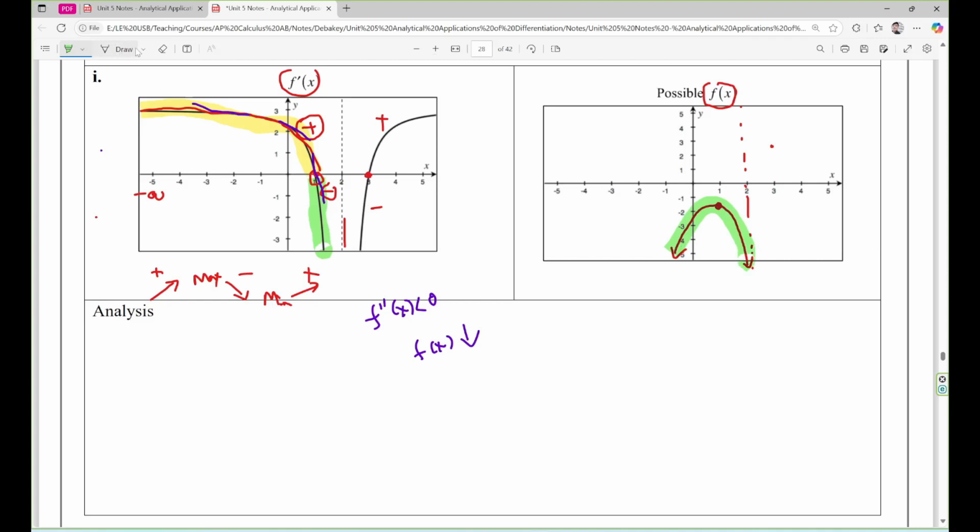Alright, now similarly, from negative 2 to 3, the function f prime of s is below the axis, right? So it tells us that the function f of s is decreasing on this interval, right? So it's going to be something like this.